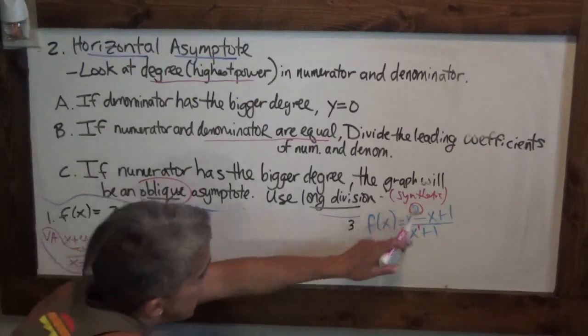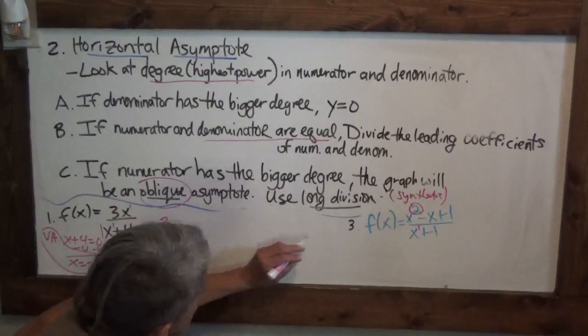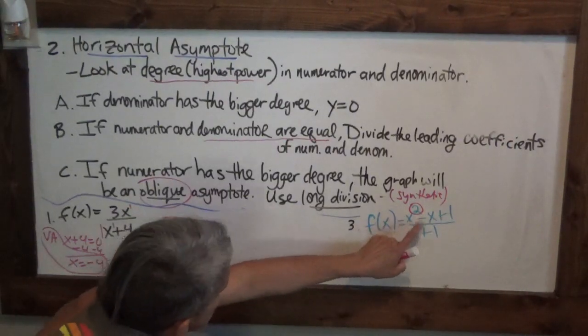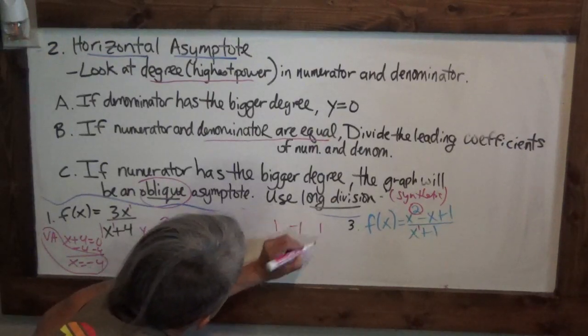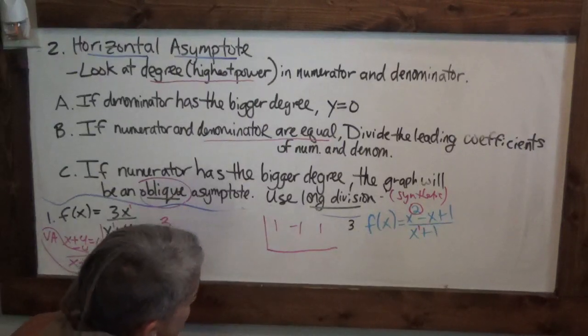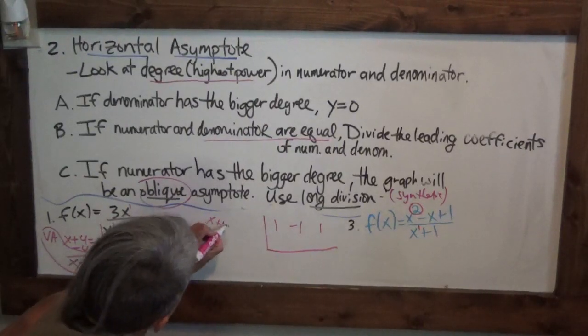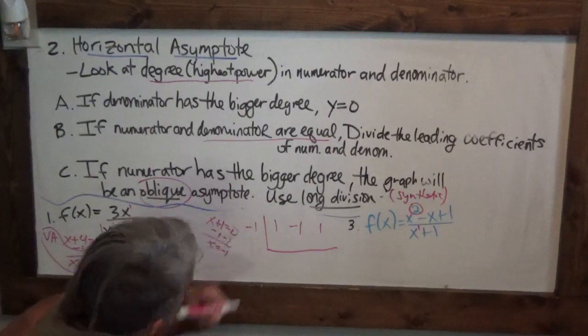Here we could do synthetic division because we're dividing by x plus 1. So let's refresh our memory about synthetic division. We need to write the coefficients. 1, -1, 1. And then on the outside, what are we dividing by? Well, we take that, right? Make it equal to 0. So we're dividing by -1 here.